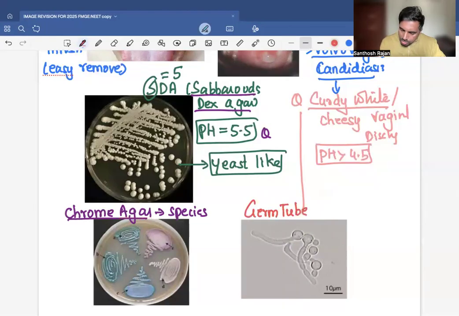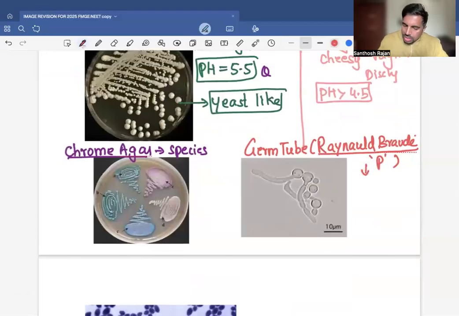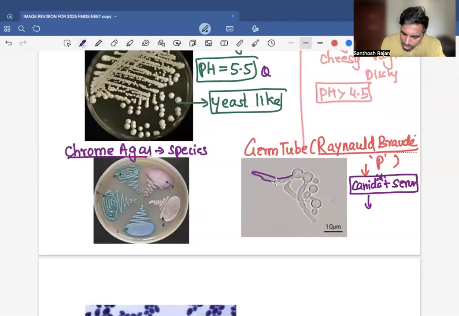So the phenomenon is called the Reynolds-Braude phenomenon. Reynolds-Braude phenomenon. What happens here is you pick the Candida colony and mix it with the patient serum, or plasma, doesn't matter, both will work. Mixing Candida with the serum, then after 4 hours, what are you seeing? You're seeing a tube like this. This is called a germ tube.